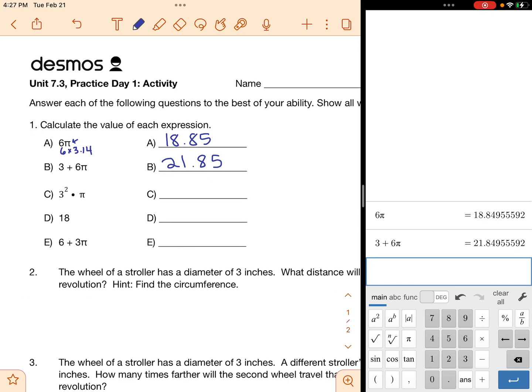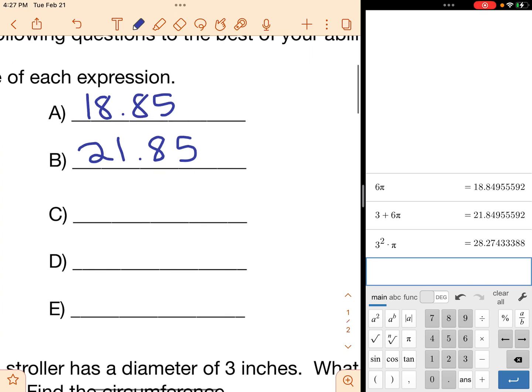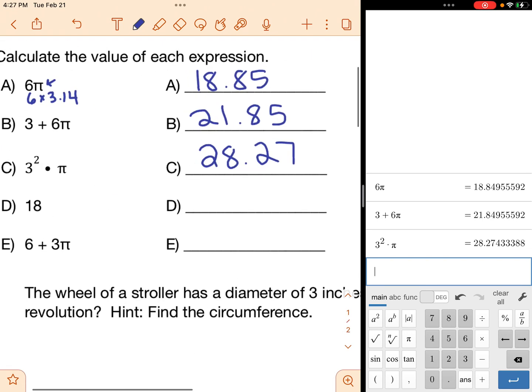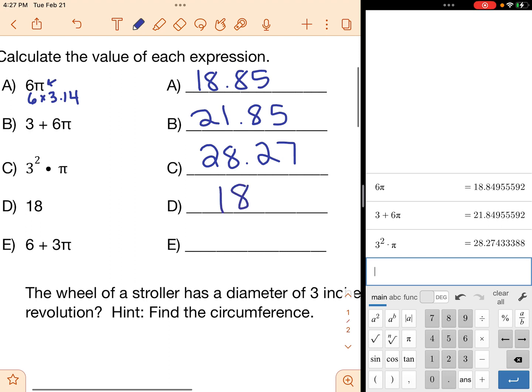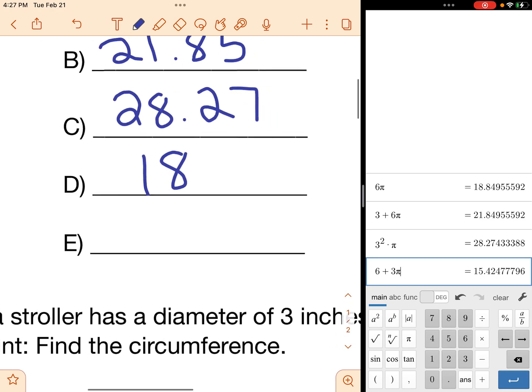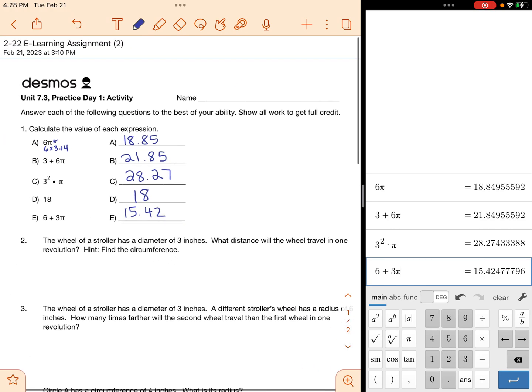Okay. Moving on to our third one. So again, I'm just typing these in. This one's pretty easy, and you will have a question like this on your test. So we have 8 squared times pi. That gives me 28.27. Letter D, 18. Well, that's just 18. And lastly, we have 6 plus 3 pi. So I get 15.42. All right, so there's number 1.